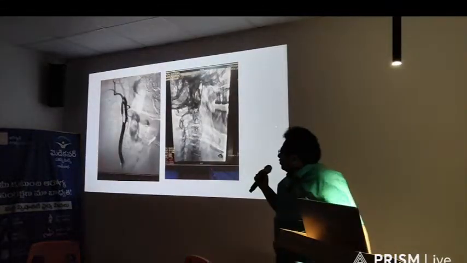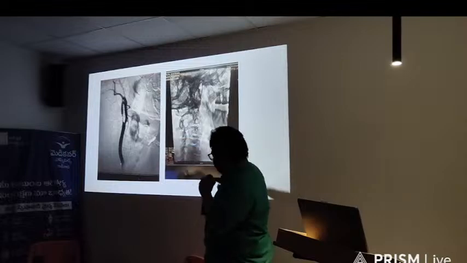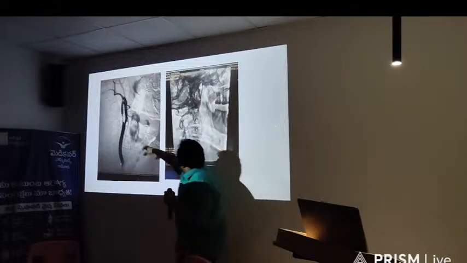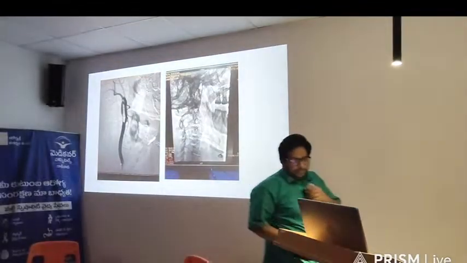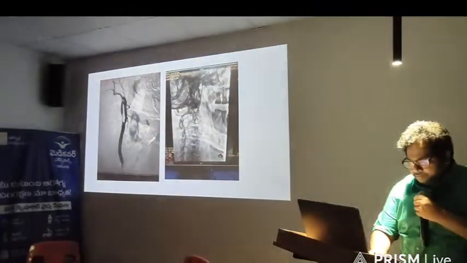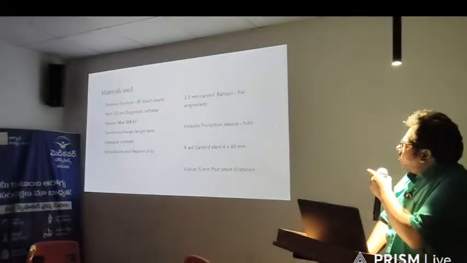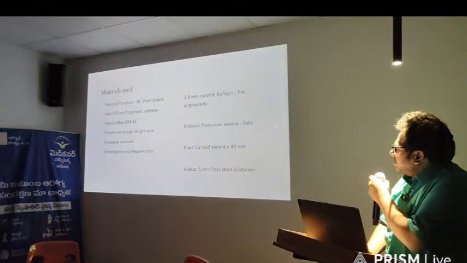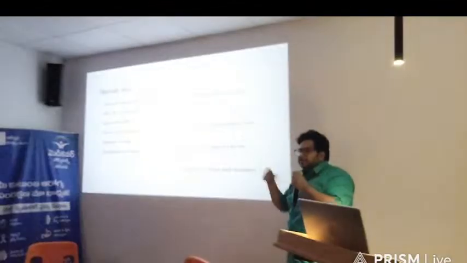So we took a DSA, where you can see severe stenosis of the ICA. See the long segment stenosis of the ICA, about 85%. So what we did is, these are the materials we used, with a femoral puncture, a diagnostic catheter and long sheath. And one point I want to stress is the embolic protection device.